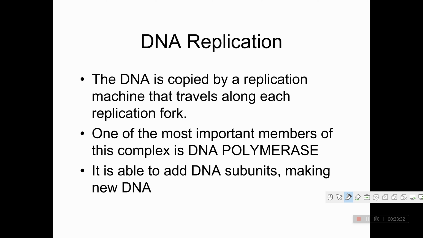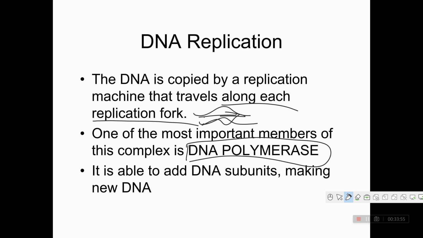DNA replication. The DNA is copied by a replication machine that travels along each replication fork, right? They move in the direction of the replication fork. Meaning this is a replication fork, and this moves in this direction. One of the most important members of this complex is DNA polymerase. Already I told you, DNA polymerase is the main enzyme that polymerizes the whole DNA.